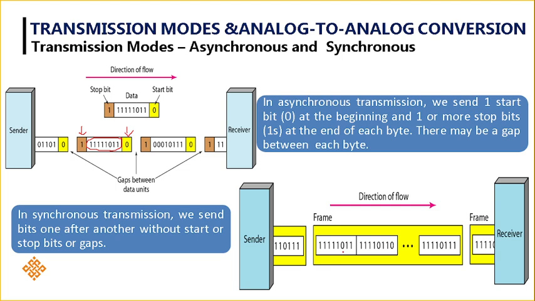As I told you, isochronous transmission is nothing but the combination of synchronous and asynchronous transmission. So hopefully you now understand what the transmission modes are, and the types of transmission modes, that is, serial transmission as well as parallel transmission. I also told you the types of serial transmission, that is, synchronous, asynchronous and isochronous transmission.